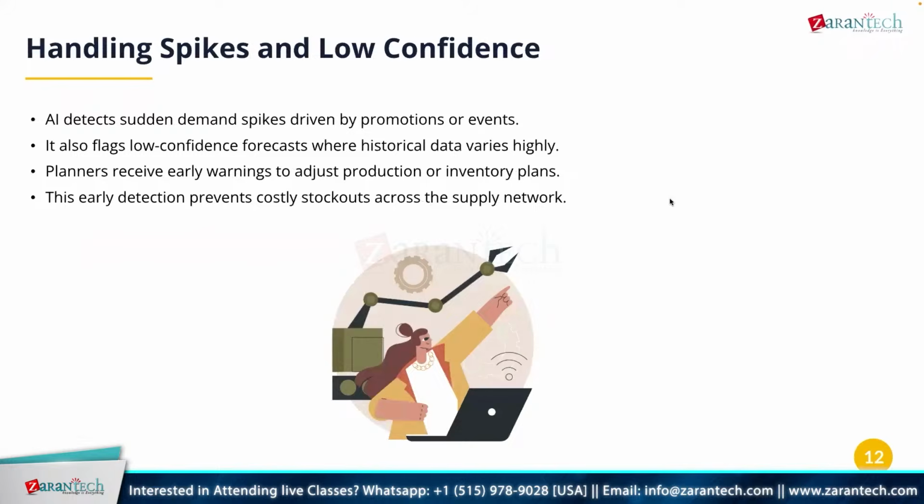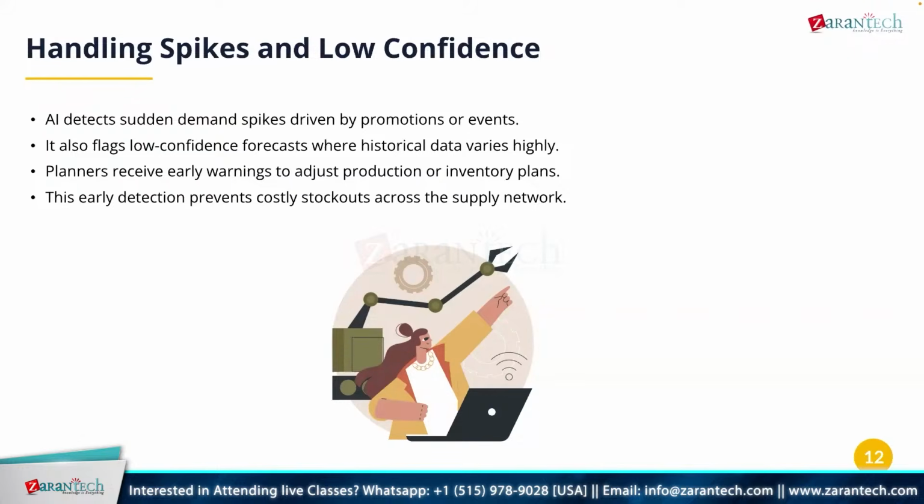Okay. And then handling spikes and low confidence. What is this? When you're handling spikes, okay, but why do we have to go for low confidence? When AI detects sudden demand spikes driven by promotions or events, the demand spikes are basically unexpected, right? As I said earlier, it might be the festival season, promotional impacts, or weather-driven demand.